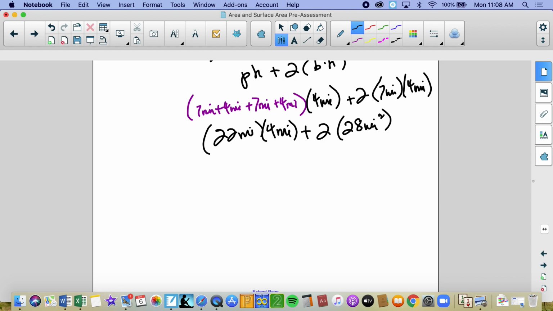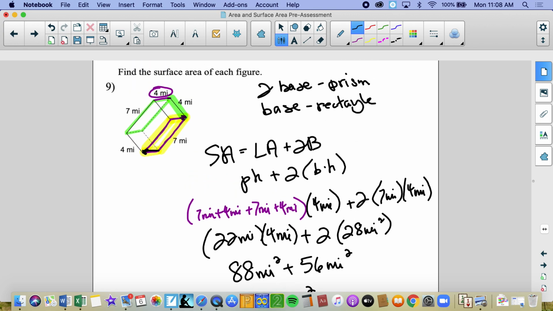We're going to multiply 22 miles times 4 miles, which gives me 88 miles squared. And we're going to multiply 2 times 28 miles squared, which gives me 56 miles squared. And then we have 88 miles squared plus 56 miles squared, which gives us a total of 144 miles squared. That would be the surface area of that rectangular prism.